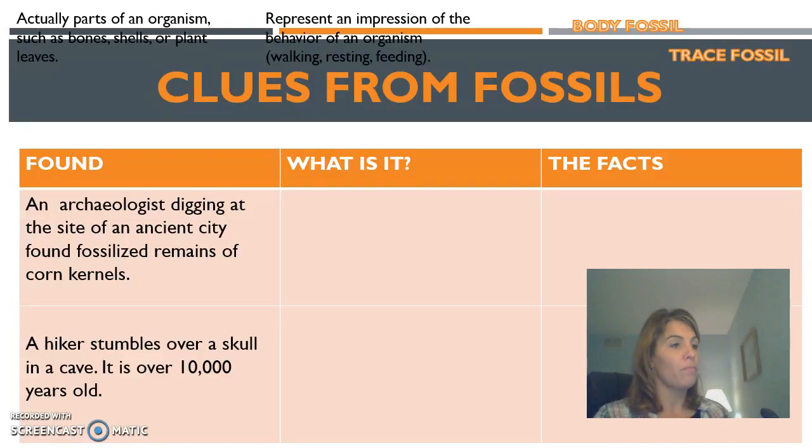Okay, so if a hiker stumbles over a skull in a cave, it's over 10,000 years old. Would that be a trace fossil or a body fossil? Remember that trace fossils tell us more about the behavior of an organism rather than what the organism looked like or the body features of the organism, whether it be a plant or an animal, okay? And remember that a body fossil actually gives you information about what that organism looked like, all right?